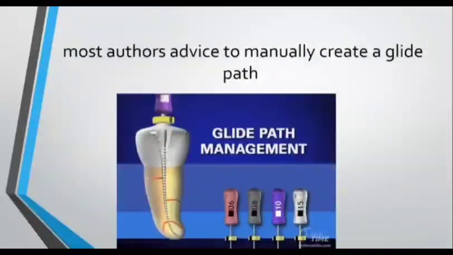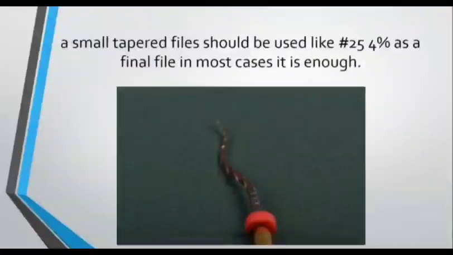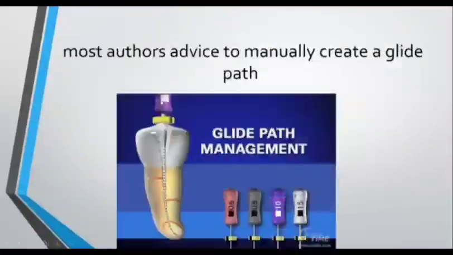Another tip in achieving the glide path is to start with a watch-winding movement until we pass the curvature, and after that start a filing motion to ensure it has been glided properly before starting preparation with rotary files. This step is so important because of the possibility of making a ledge at the coronal third, and we have to understand that Radix Entomolaris is a short, thin-walled root. So extra attention should be paid to not create a ledge or strip perforation.